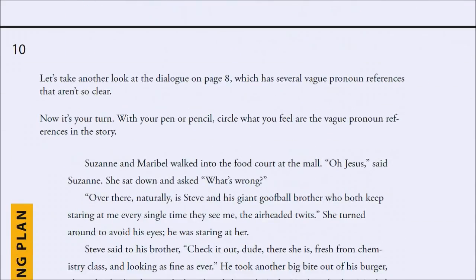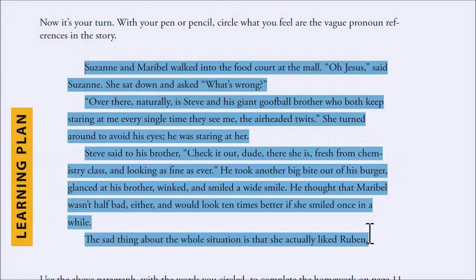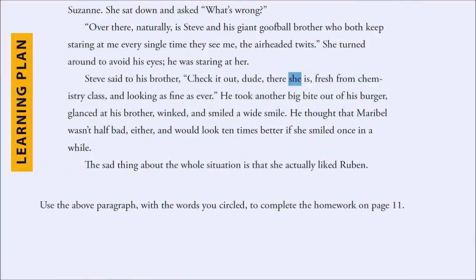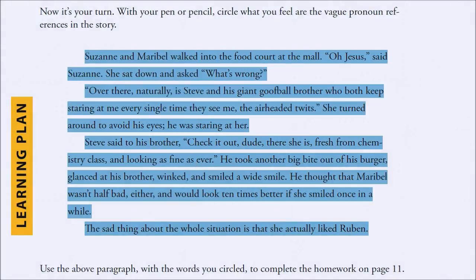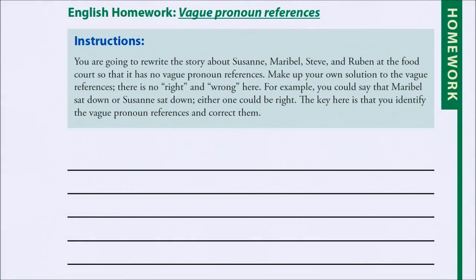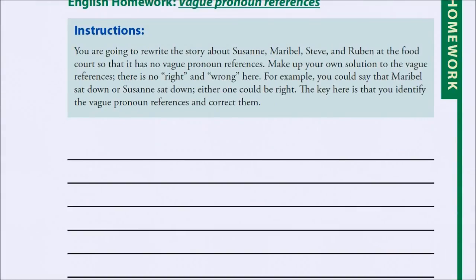And now what you're going to do is take a look at this story. We're on page 10. You're going to take a look at this story right here. When you read it, you're going to see that there is a bunch of vague pronoun references. Like, for example, she. This she, you don't know who this is talking about. After you read it, what you're going to do for homework is rewrite this story so that the pronoun references are clear. And there's not one right or wrong way to do it. Just rewrite this story so that it's clear exactly who people are talking about, in other words.